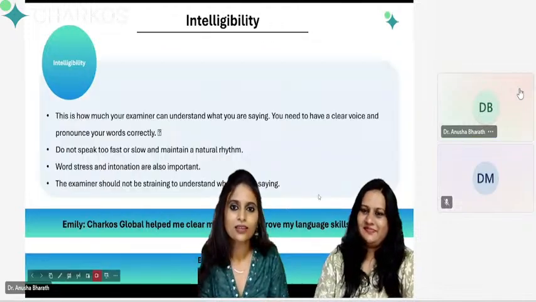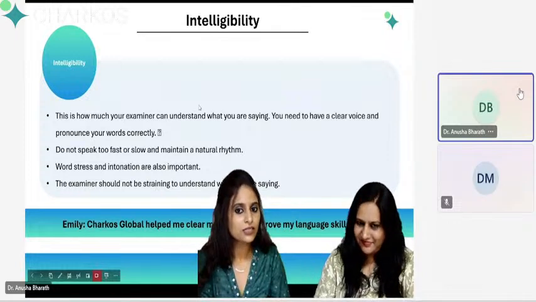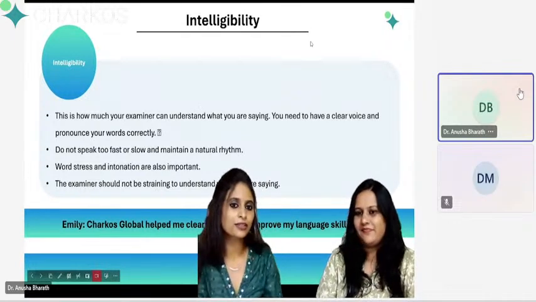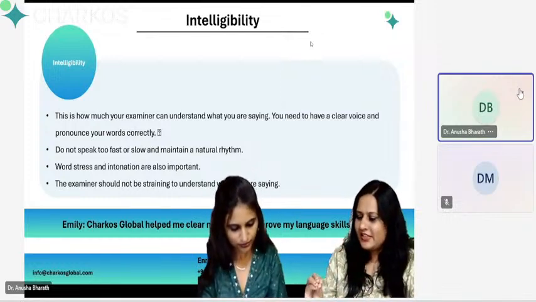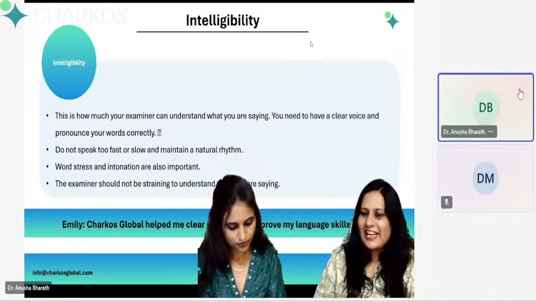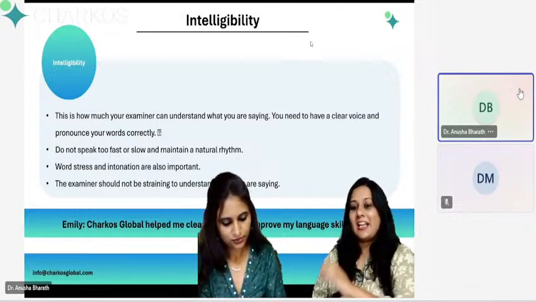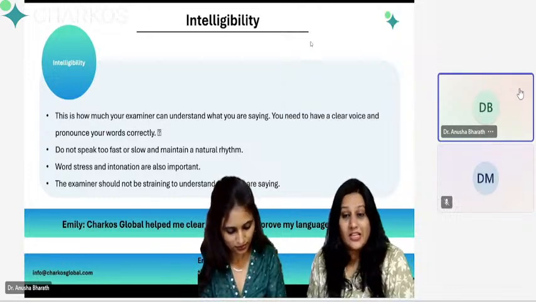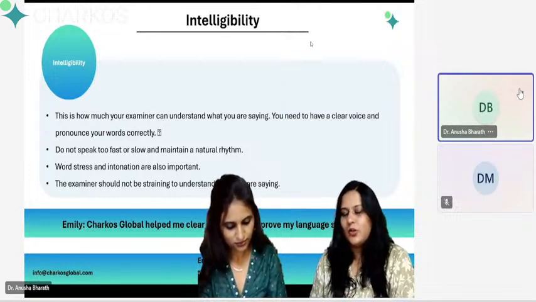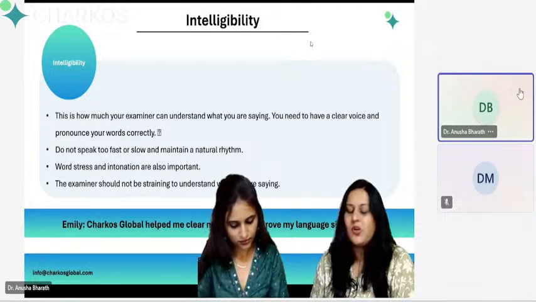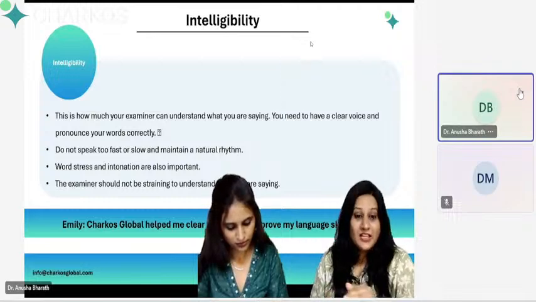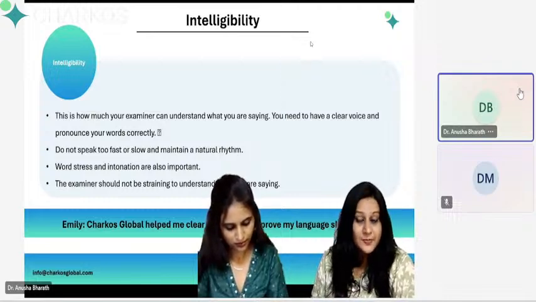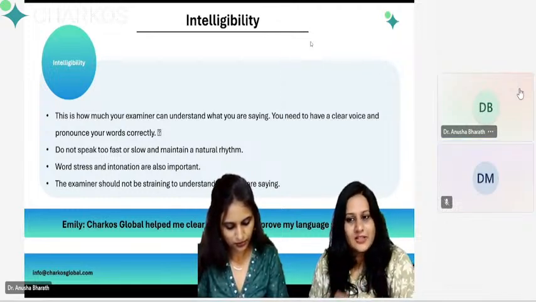So about intelligibility, we have spoken about this. Can you just highlight a few important pointers from this? It is nothing but being very simple. It is just to know, have you spoken correctly, and has whatever you have spoken been understood by the examiner or the interlocutor correctly? That's it. So pronunciation plays a very important role here. You have to pronounce the words very correctly, and the pace is also important. You should neither speak too fast nor too slow, and you have to maintain a natural rhythm.